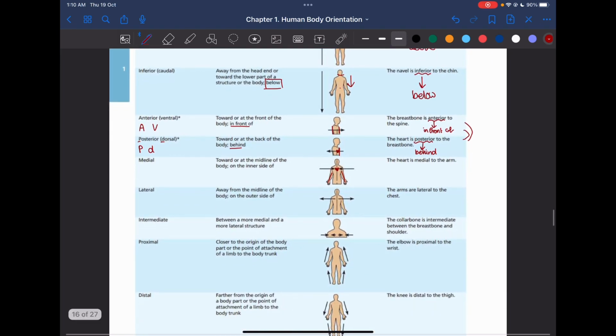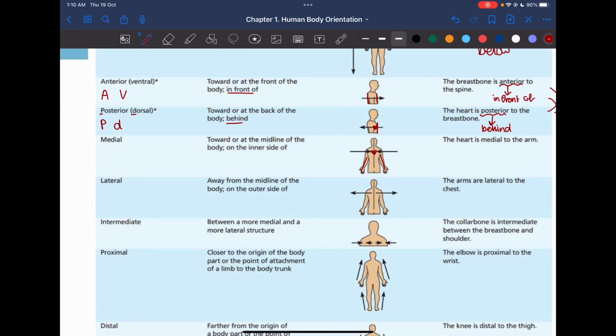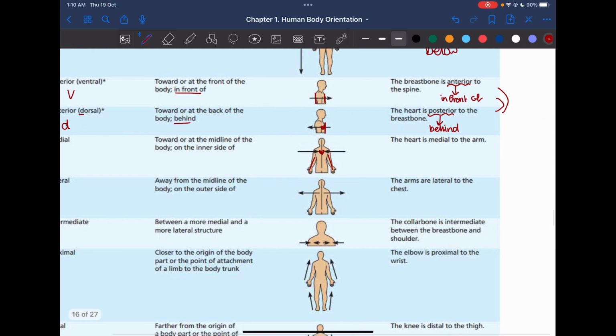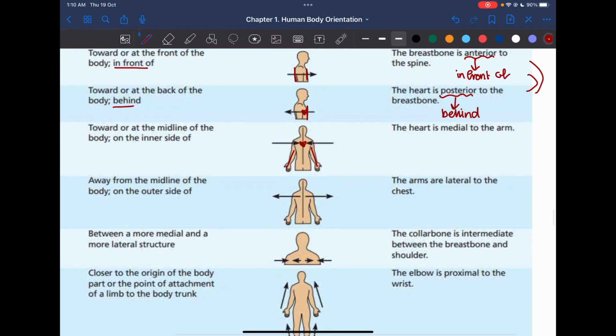They're so important. Lateral. Lateral is away from the midline of the body, on the outer side. These two also are kind of the opposite of each other. They are actually the opposite of each other. Away from the midline of the body is telling you that the midline of the body is what they're referring to. So the arms are lateral to the chest.